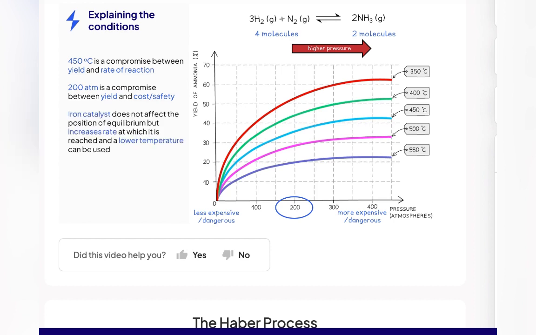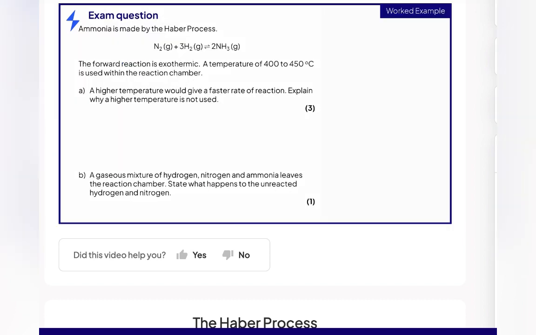An iron catalyst does not affect the position of equilibrium, but it increases the rate at which it is obtained, and a lower temperature can be used. You need to be able to explain the compromise between rate, yield, cost, and safety of the conditions used. Exam questions about the Haber process often test your recall of the equation and the conditions used. This question focuses on the reaction conditions.